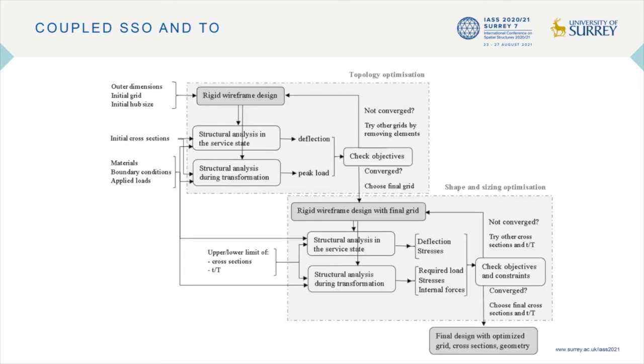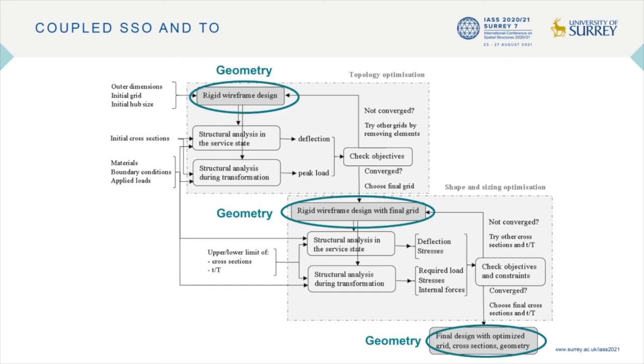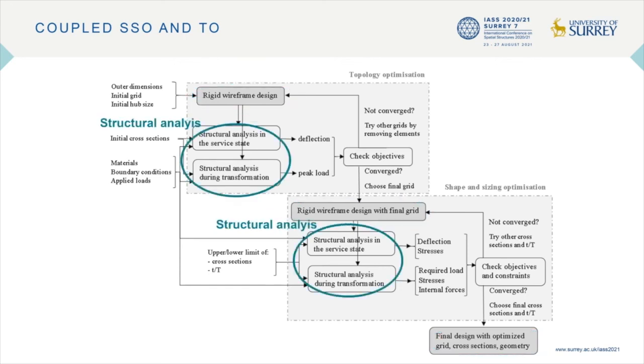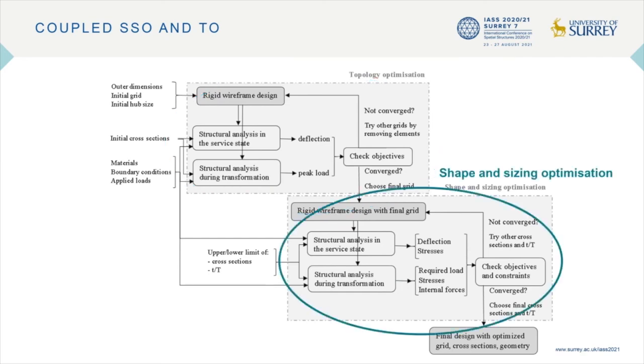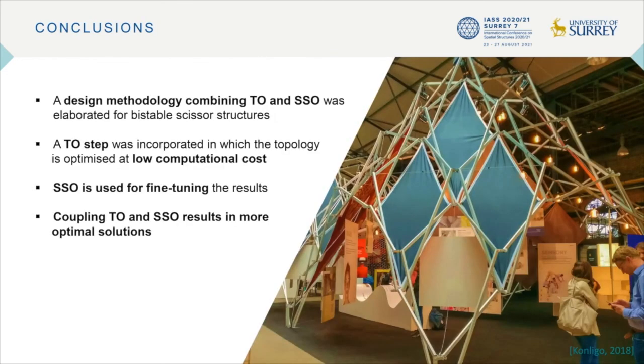This is the resulting proposed computational design methodology for bistable deployable structures. In this methodology, the geometric design is combined with the structural analysis and an optimization algorithm. First, the topology optimization is performed, which results in a final grid, which is used for the shape and sizing optimization. To conclude, a design methodology combining topology optimization and shape and sizing optimization was elaborated for bistable scissor structures.